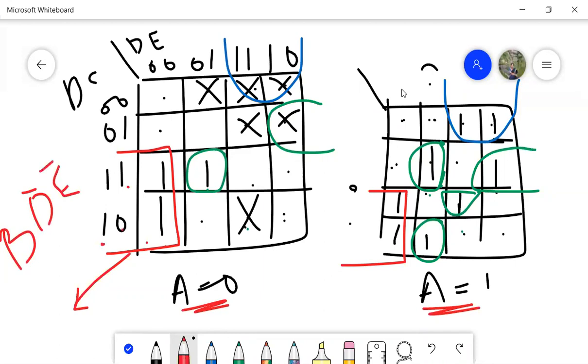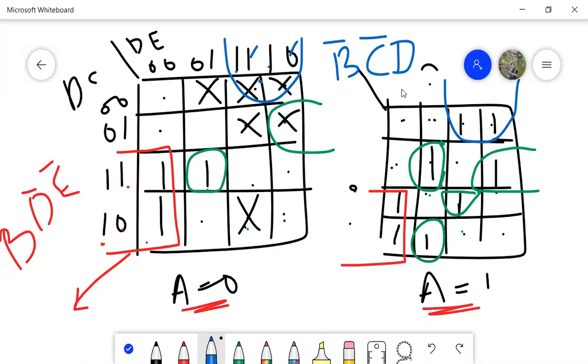This is over. Then this blue one, it's common in both. Again, A is equal to 0, A is equal to 1 will get cancelled. So what is left out, A will get cancelled. So I'll have B bar, C bar. This 0 and 1 will get cancelled. 1 and 1 is nothing but D. So B bar, C bar and D.